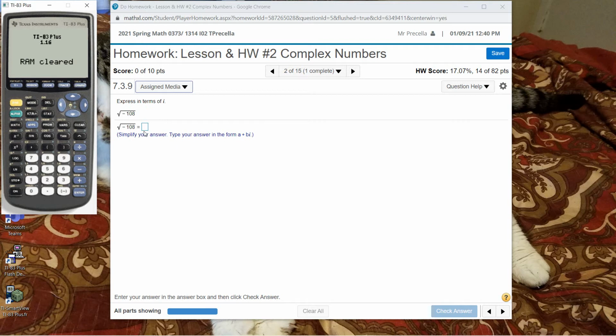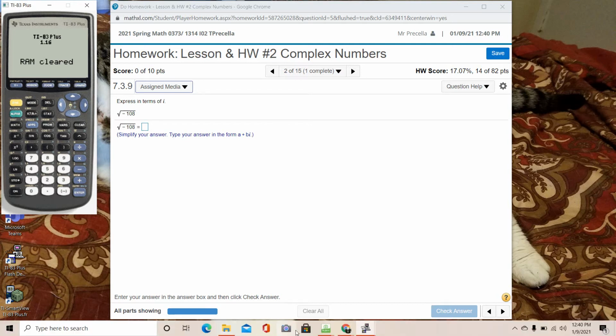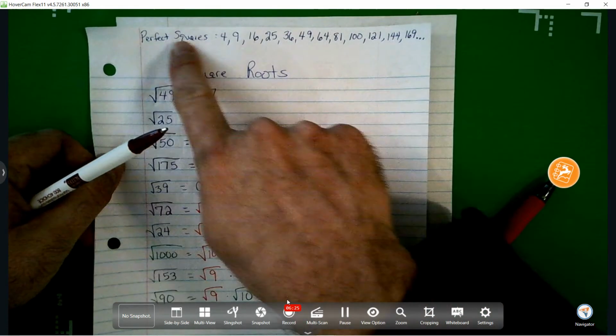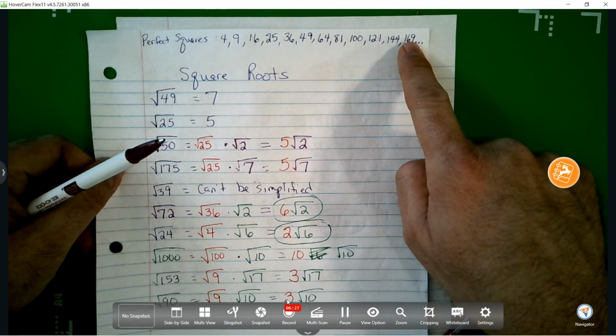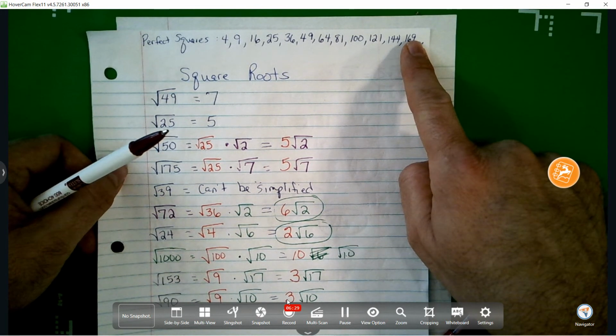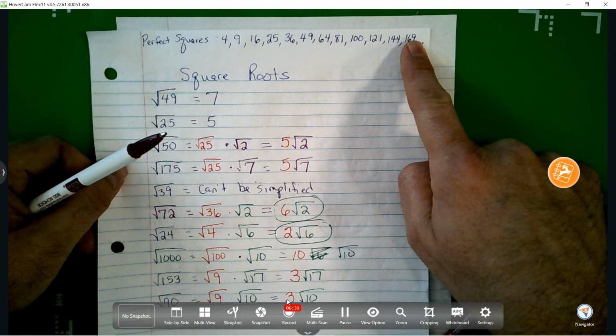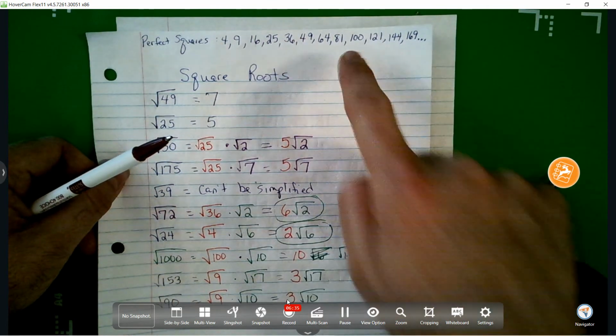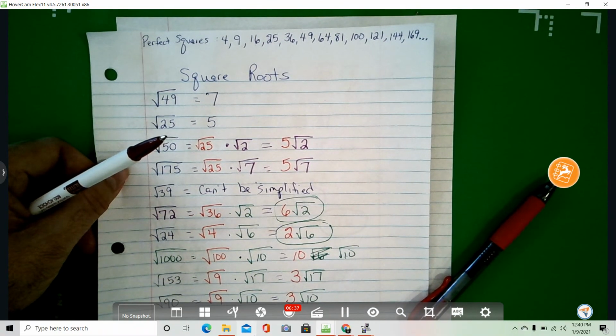Okay. Square root of negative 108. Well, 108 is not one of those perfect squares. Okay? 108 is not one of the perfect squares that we wrote. So how do we simplify that square root of 108? Well, let's see, what's the biggest perfect square that divides into 108? Let me get that calculator.